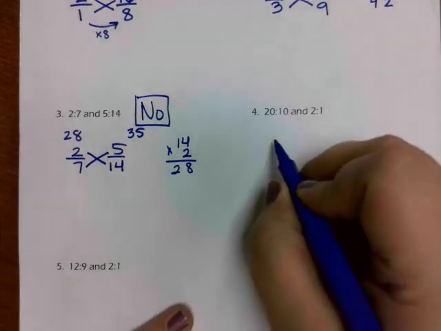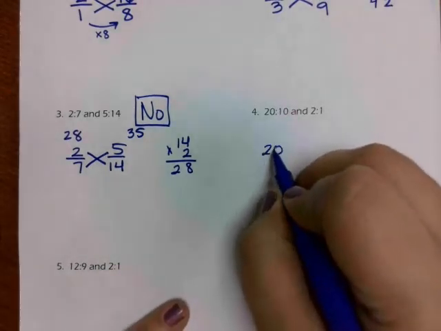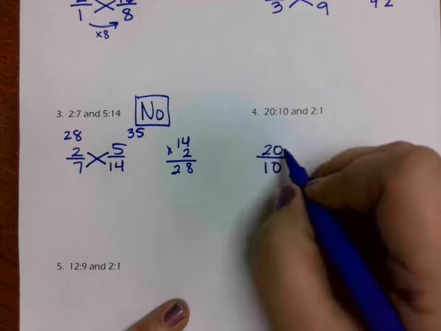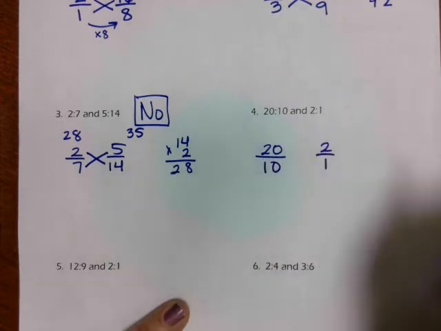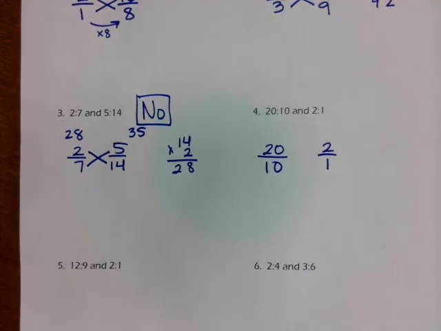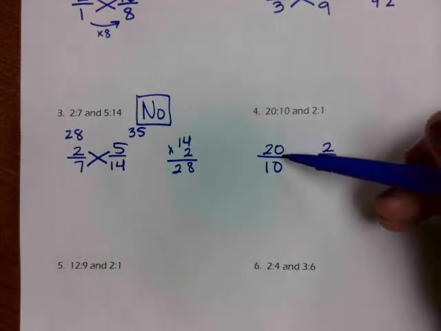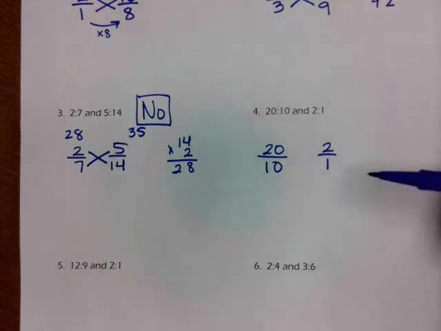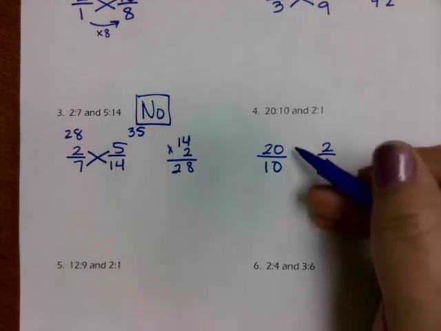And number 4, last one we're going to do together. We've got 20 over 10, 20 to 10, and then 2 to 1. These are improper, and it's okay that they're improper. We can leave them as improper fractions. That doesn't make a difference. Now, if one of them was improper and the other one was proper, that would be a clear sign that they were not equivalent. But these are both improper.